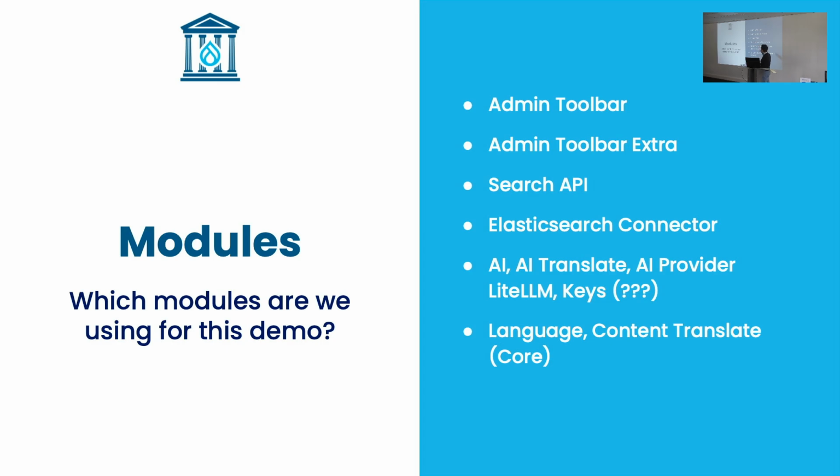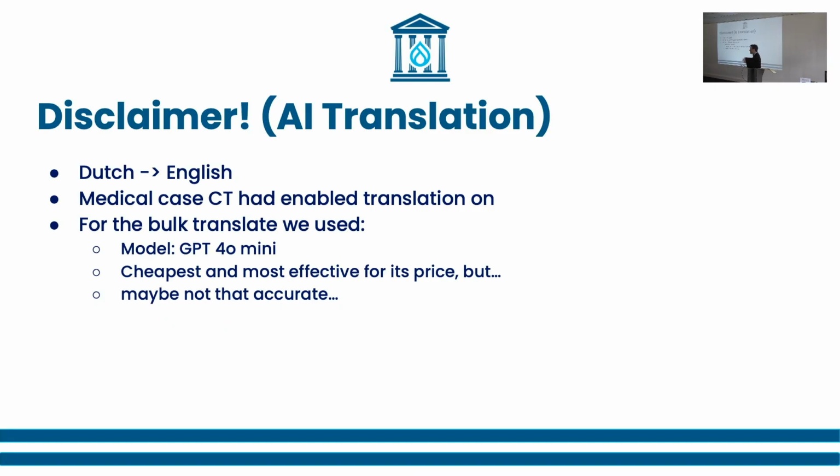So I used AI Translate to do a bulk translation from Dutch to English. And here comes the only disclaimer that I want to make: the content that you will see is AI translated, okay? So it's from Dutch to English. The model that I used was GPT-4o Mini, because it was the cheapest and most effective. But of course, don't take any medical information or medical suggestion from the content that you will see today. It's AI translated, and most likely, well, it might be correct, but it's a big disclaimer because we are talking about medical data.